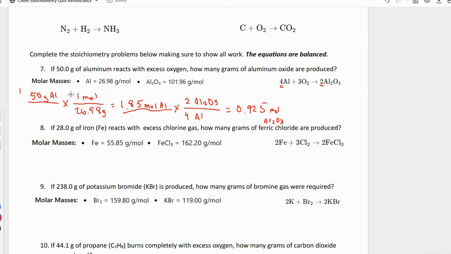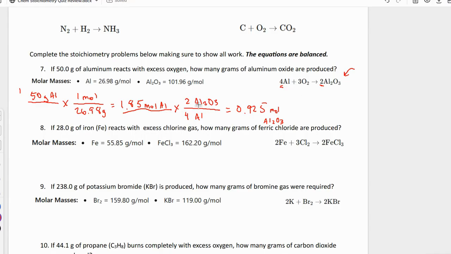So step 1, we was just a simple mole conversion. We have 50 grams of aluminum. We want to know how many moles that is. So we do a mole conversion. We put 1 mole on top because that's what we want to find out. We want to find out how many moles it is, so we put it on top. And 1 mole is 26.98 grams. We did 50 times 1 is 50, divided by 26.98, and we got this 50 grams equals 1.85 moles of aluminum. Now we want to know how many moles of aluminum oxide that is going to create.